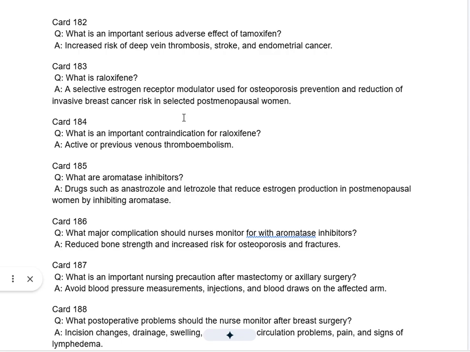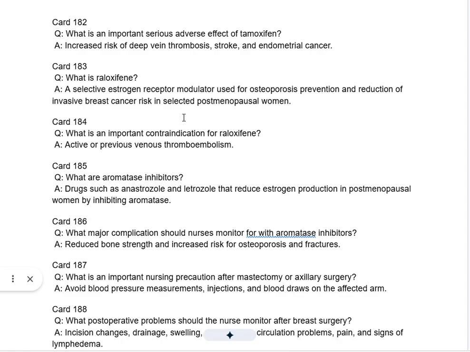Card 183Q. What is raloxifene? A. A selective estrogen receptor modulator used for osteoporosis prevention and reduction of invasive breast cancer risk in selected postmenopausal women. Card 184Q. What is an important contraindication for raloxifene? A. Active or previous venous thromboembolism.